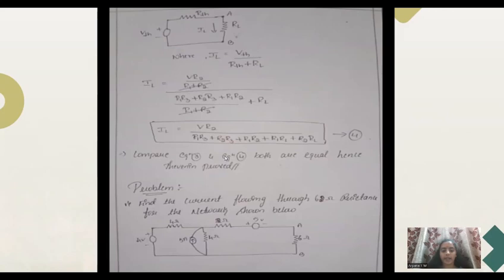So let us take one example based on Thevenin's theorem. Find the current flowing through the 6 ohm resistance for the network shown below. Here there are three resistances: one is 4 ohm, the other is also 4 ohm, and the other is 2 ohm. I'm considering the load resistance, that is 6 ohm, and there is a current source of 5 amperes, and voltage sources of 4 volts and 5 volts.